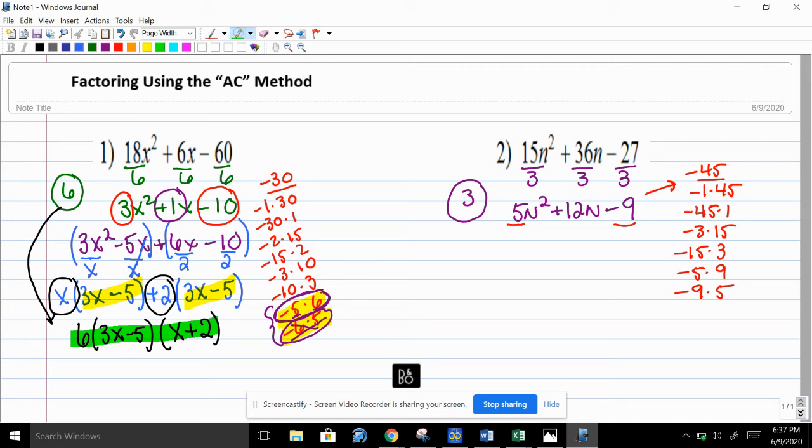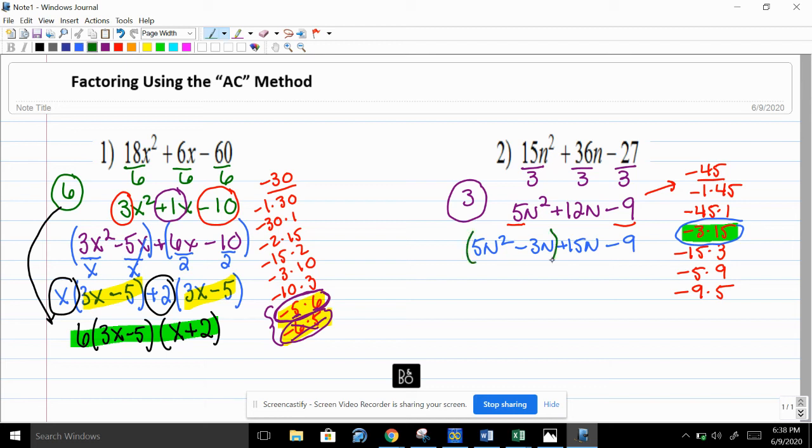The pair that I want is the pair that adds to positive 12. All right, the pair that I see that's going to make positive 12 is right there. Okay, negative 3 and 15. So I got a winner. Okay, so I got 5n squared. That's my pair, right? Put the negative term first, negative 3n plus 15n, right? I'm splitting that middle term, minus 9. And then I'm going to go ahead and factor by grouping.